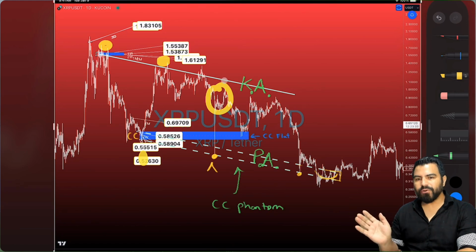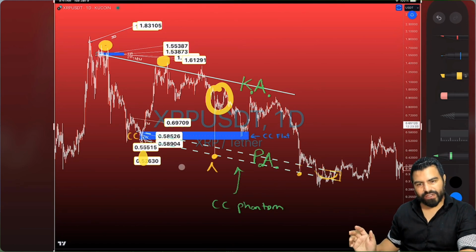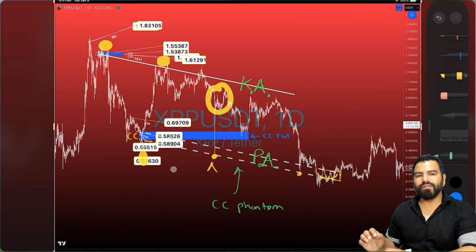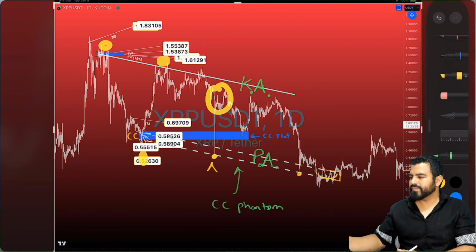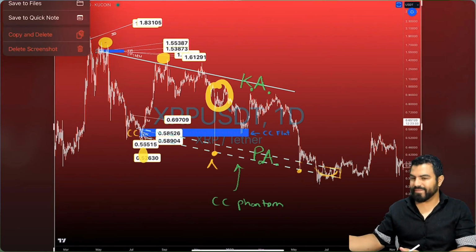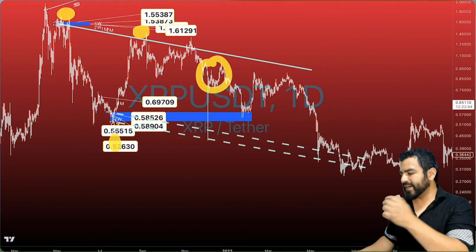So where do we place our key angles? Where do we place our phantom? Using CC, we can now advance to a higher degree of sword method. It's exciting? Yeah? Okay. Let's look at the next area.